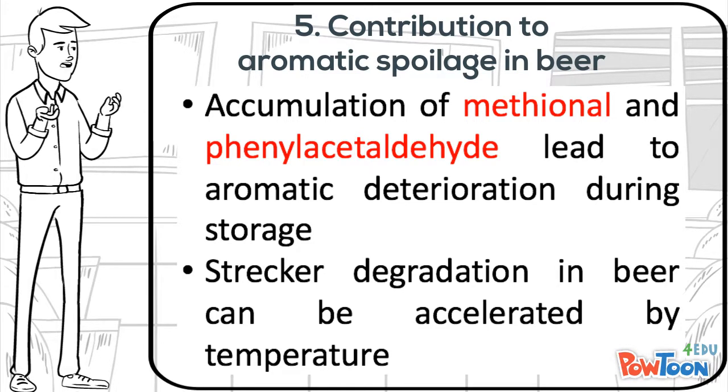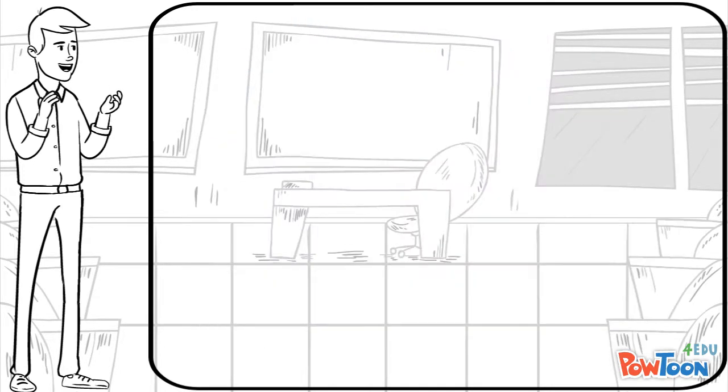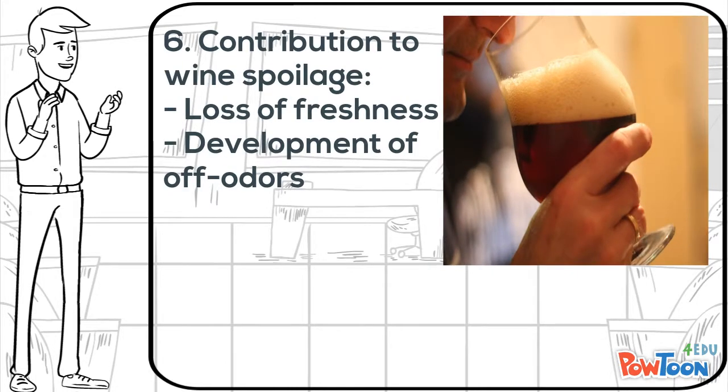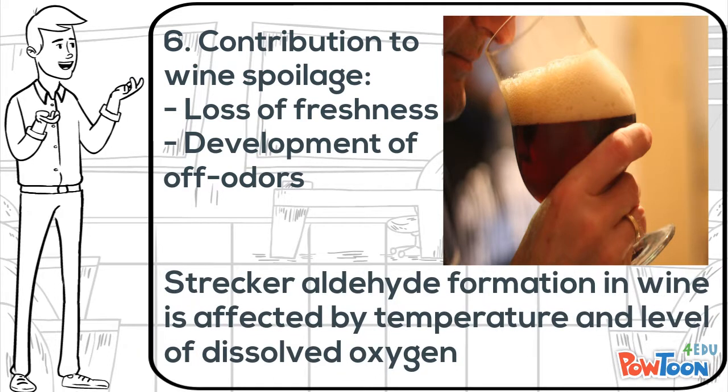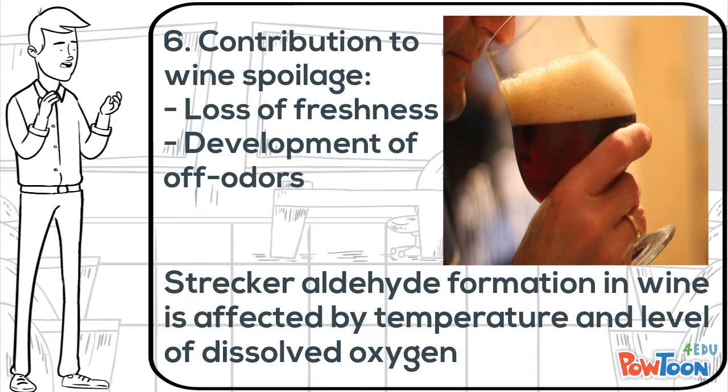The Strecker degradation in beer can be accelerated by temperature, so a higher storage temperature will result in faster Strecker degradation. So to increase the shelf life of beer, the storage temperature should be controlled. On the other hand, Strecker aldehydes were also found in wine. They contribute to wine spoilage by decreasing the freshness and inducing off-odor development. The formation of Strecker aldehydes in wine is affected by temperature and the level of dissolved oxygen.